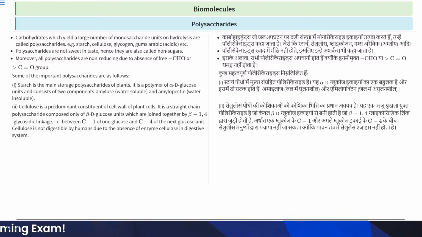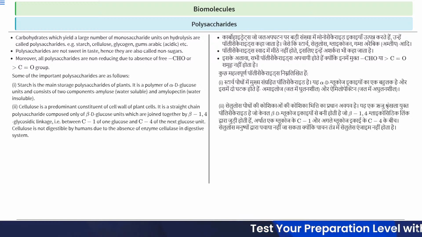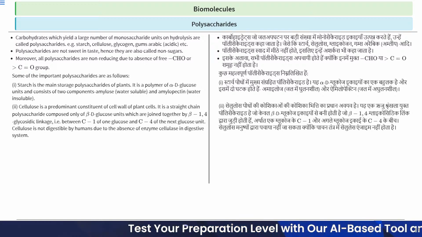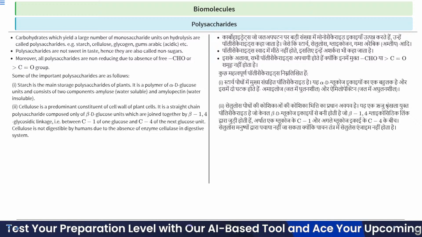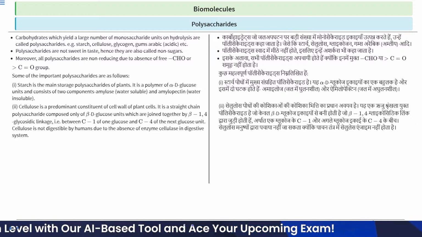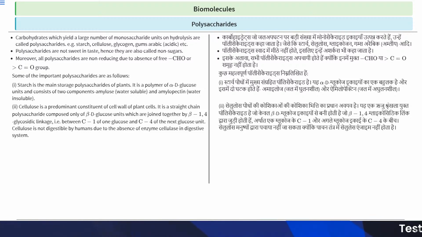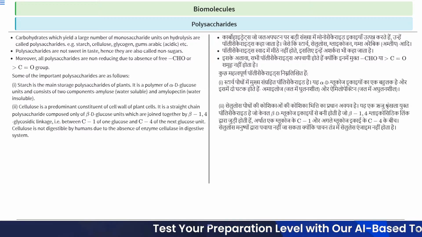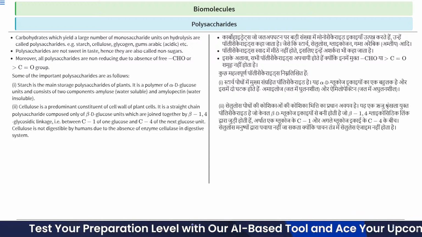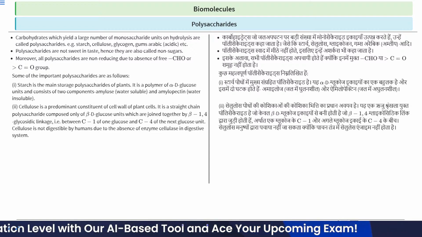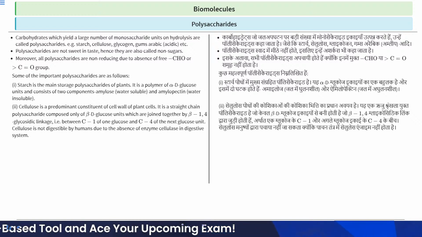Cellulose is not digestible by humans. If you ingest cellulose, your body cannot digest it due to the absence of the enzyme cellulase in the human digestive system. Cellulase helps to digest cellulose, and that is why cellulose is not digestible by humans.